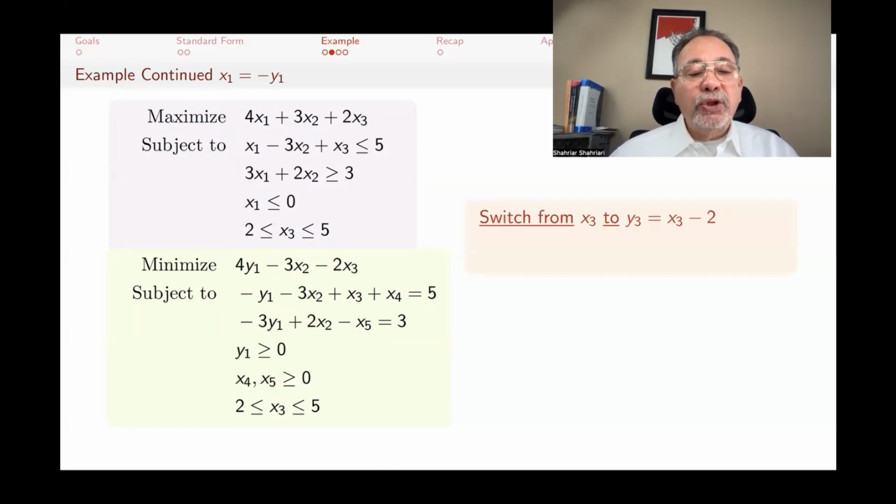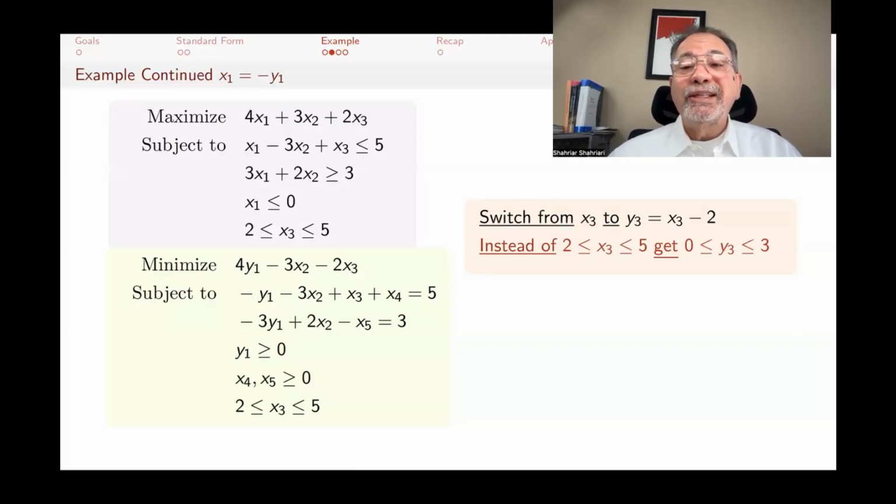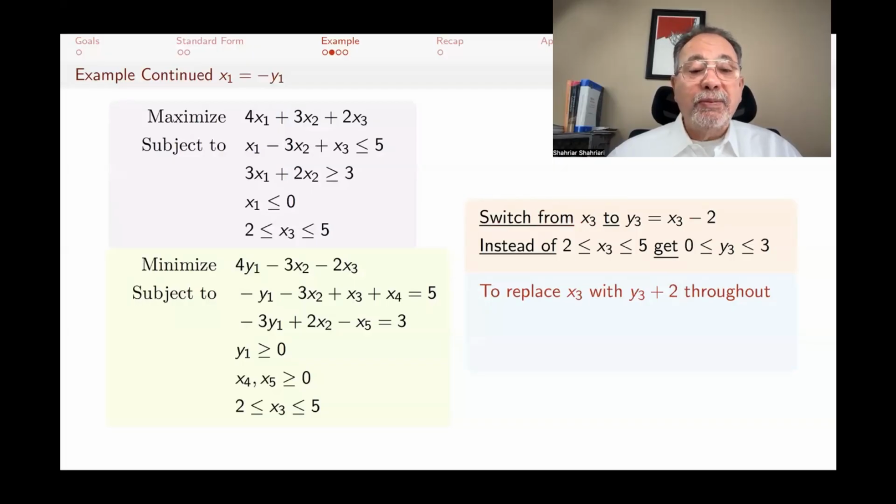So now, what do we do with x3 where it's between 2 and 5? When we see that it's greater or equal to 2, we do another replacement. Instead of x3, we put y3. What's y3? y3 is x3 minus 2. x3 is between 2 and 5, so that means y3 is between 0 and 3. So y3 is greater or equal to 0, which is what we want. y3 less than or equal to 3 will be a new functionality constraint. Everywhere we see x3, we're going to replace it with y3 plus 2.